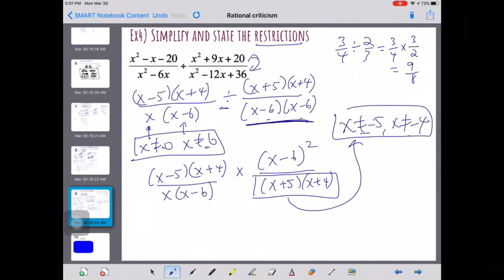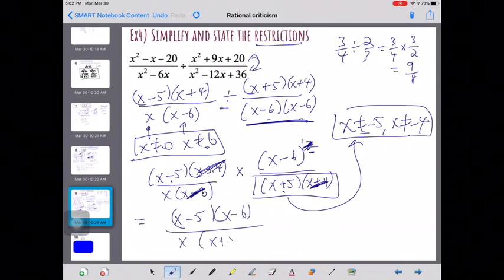Once we're done with restrictions, we can start to simplify. In this case, I have an x plus 4 and an x plus 4. I have an x minus 6, but I have two x minus 6's here, so I'm just going to remove one of them, and we're left with just one. Anything else? These are not the same, even though they kind of look the same. They're not identical. So at the end, I have x minus 5, x minus 6, all over x times x plus 5. This here is my reduced rational expression.